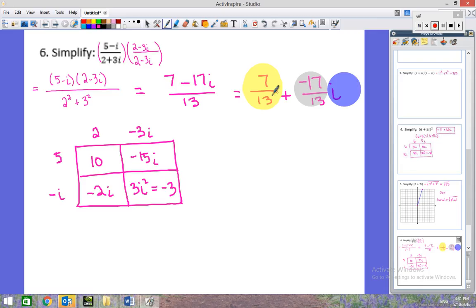Like I say, oftentimes you'll see people write it 7 over 13 minus 17 over 13, and they'll just include that negative sign when they identify their imaginary part.